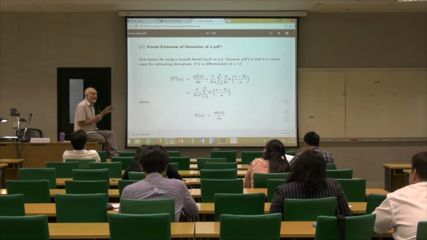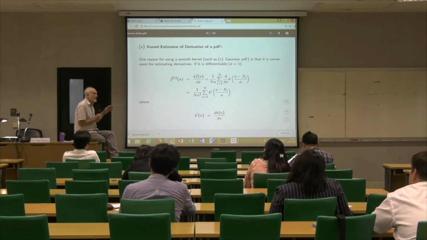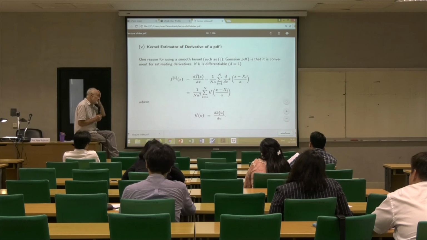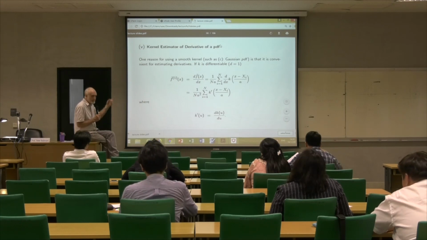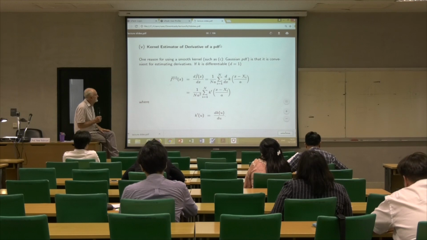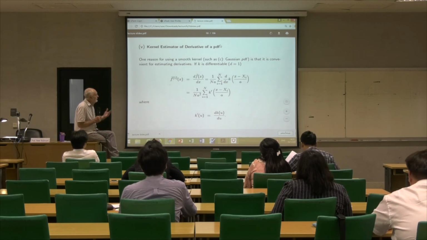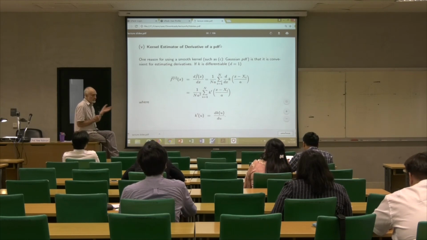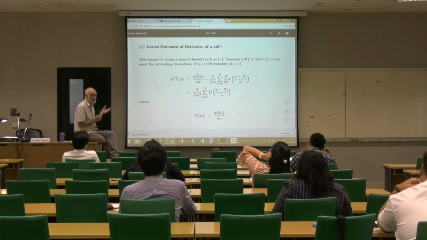Sometimes I like to introduce the notion of dealing with multivariate variables, but not always. Obviously you can extend this idea if you want. So here we've just got the scalar case. An obvious thing to do to estimate the derivative of the density is to start off with an estimate of the density and then differentiate it, so long as the kernel is smooth.